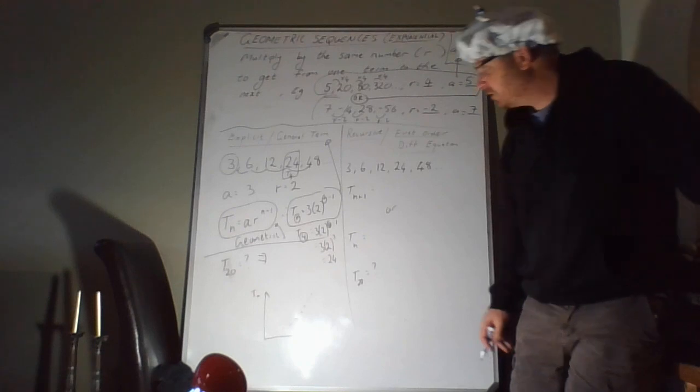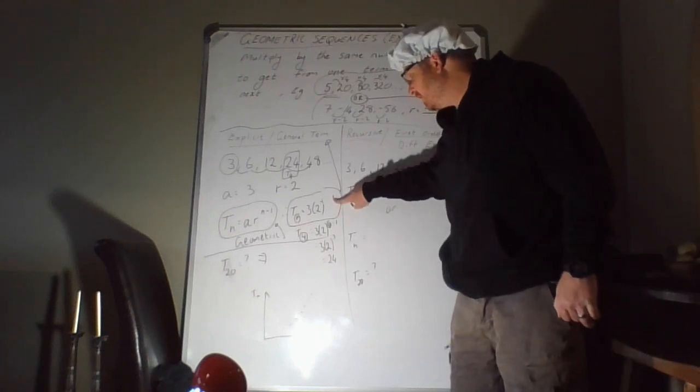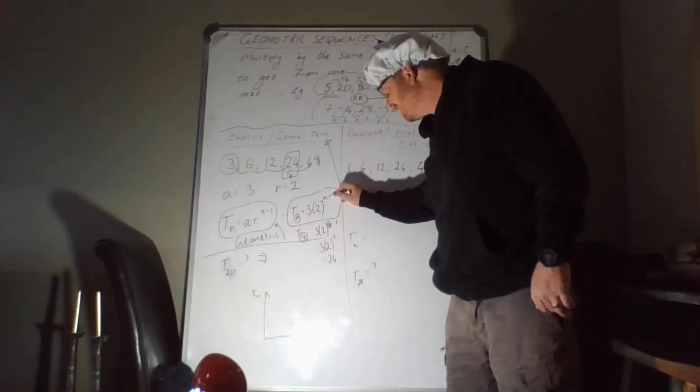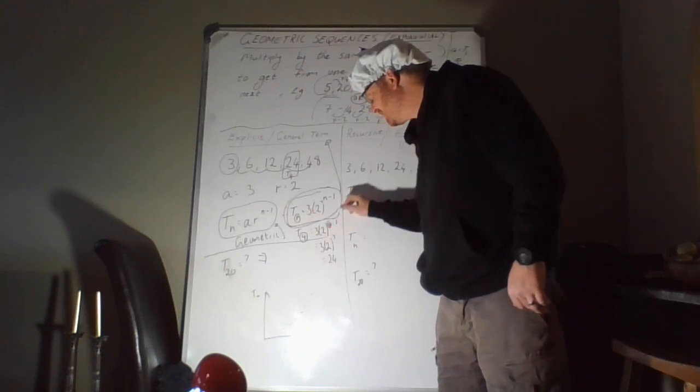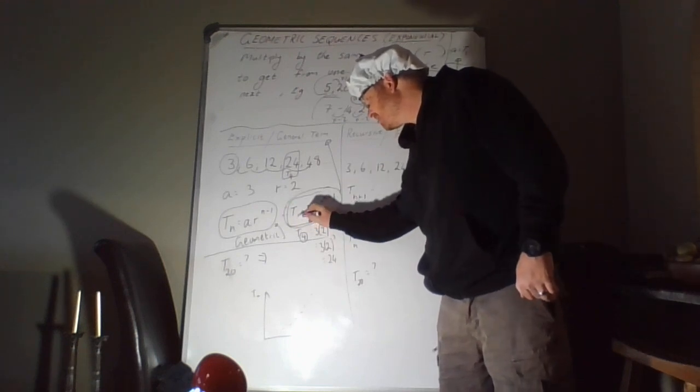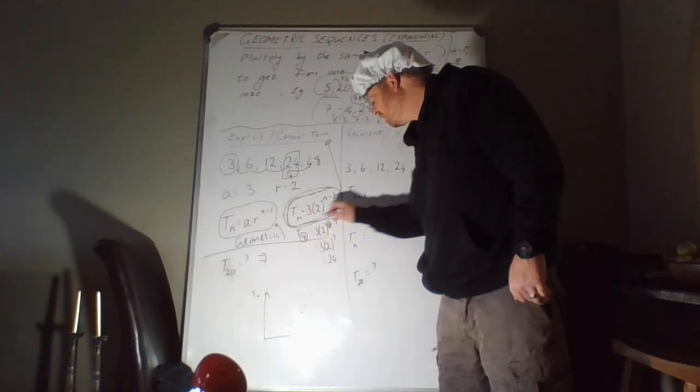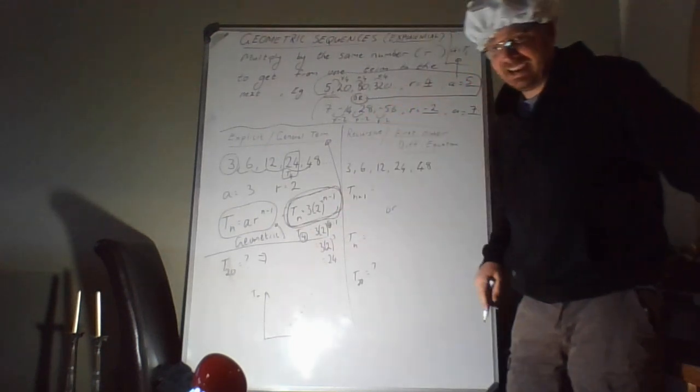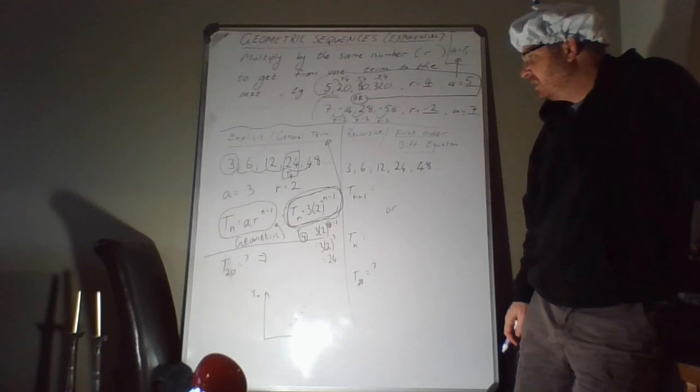It's explicit because it's based on n. Your formula is 3 times 2 to the n minus 1. It's generating Tn, based on the value of n. So it's an explicit formula.